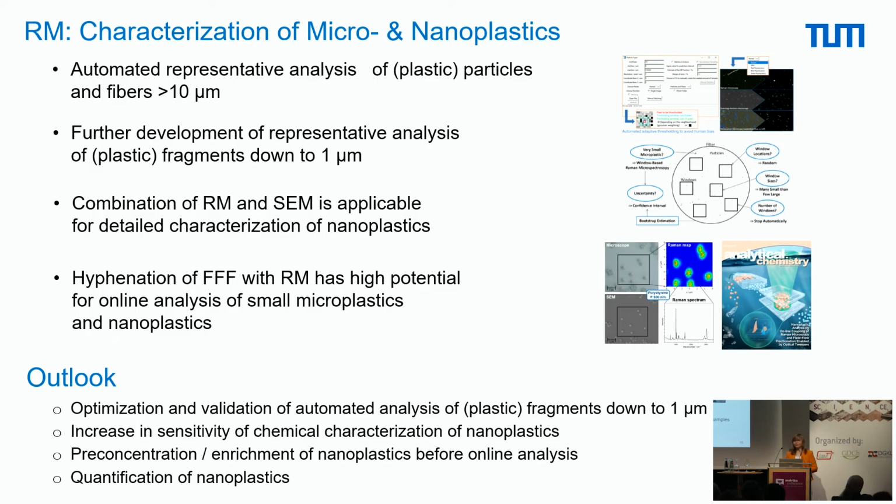So we are definitely not completely ready with the application of this method for real samples. Therefore, we want to optimize and validate our method for automated analysis down to 1 micrometer for real samples. So we are working on increasing the sensitivity of chemical analysis of nanoplastic. For this, pre-concentration and enrichment of nanoplastic particles will be crucial. And the next and really challenging step will be quantification of nanoplastic particles.